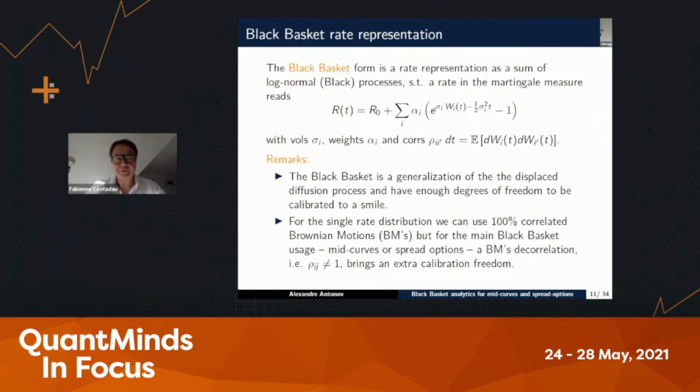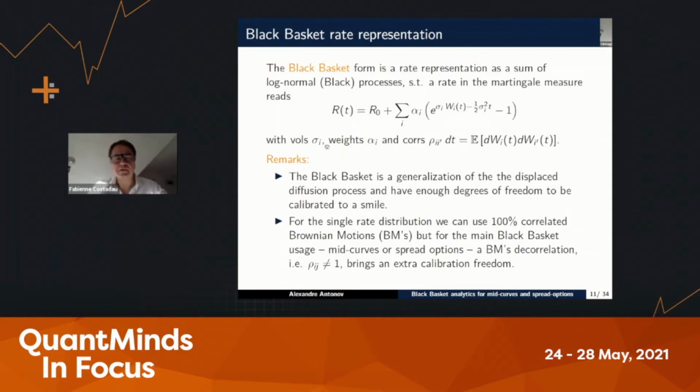Black basket rate representations. The black basket form is a rate representation as a sum of log normal black processes, such that the rate in the martingale measure can be represented as a weighted sum, with some center, with certain weights alpha i, of log normal distributions. So I have exponential of sigma i, which is a natural volatility, and W i, which is the associated Brownian motion, minus, of course, this part to make them martingale, minus 1. So the average, of course, of this participant will be 0.